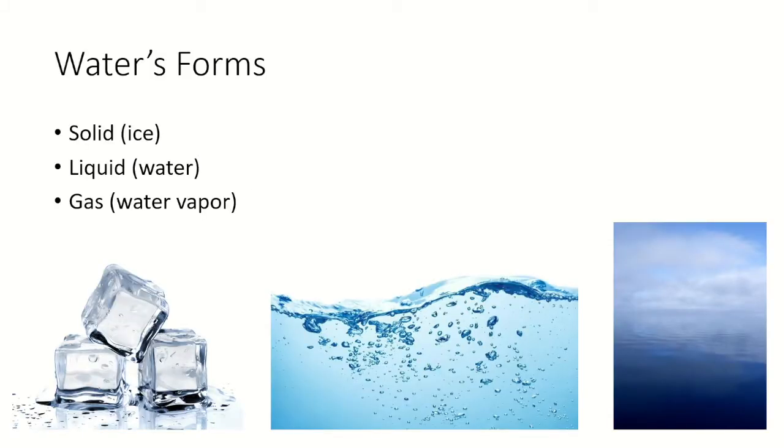Water comes in three different forms: as a solid, which is ice, as a liquid, which is water, and as a gas, which is water vapor. The water cycle is how water moves between all three of these forms.